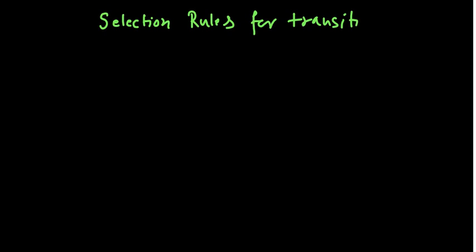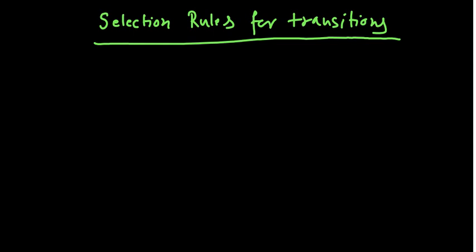Next thing is the selection rules for electronic transitions. Selection rules for transitions. So this I have already told you in my coordination chemistry lecture, where I determined the atomic term symbols. But let us recollect what we have learned so far.